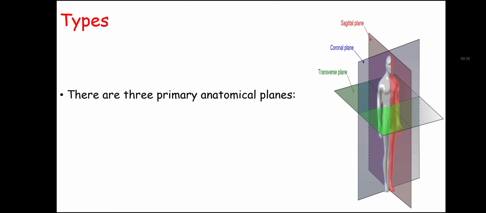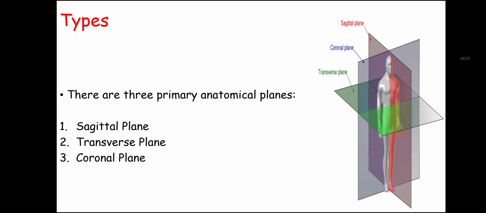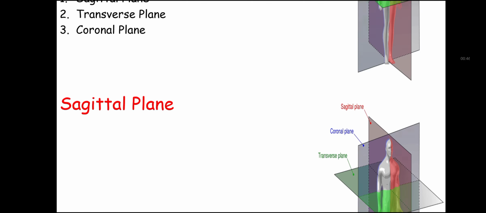Now let's talk about the types of anatomical planes. There are three primary anatomical planes. The first one is the sagittal plane, the second is the transverse plane, and the third is the coronal plane. And now we'll talk about them one by one.